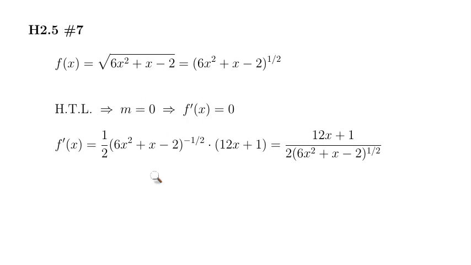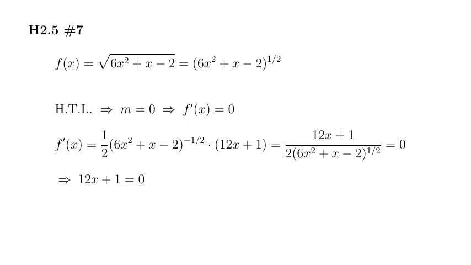So this is the derivative, and we need to set this equal to 0. In order to make this whole fraction equal to 0, we don't really care about the denominator as long as it's not 0. So we just have to worry about making 12x plus 1 equal to 0. So 12x plus 1 equaling 0, that's the equation. And then we just need to solve it. It's pretty easy to solve, right?